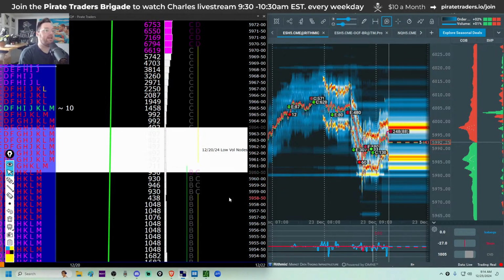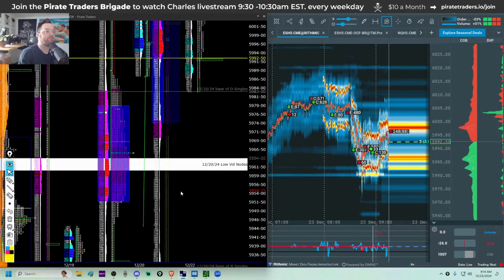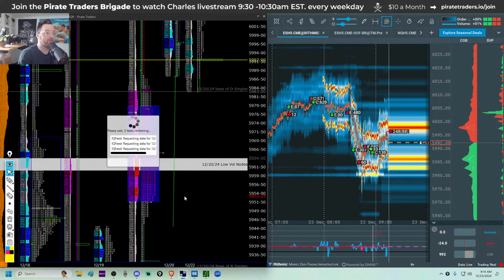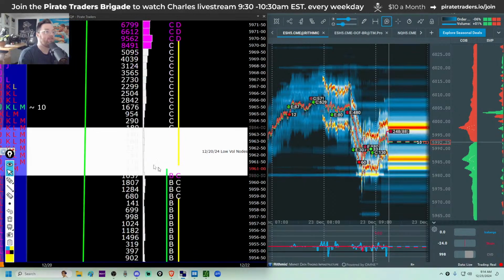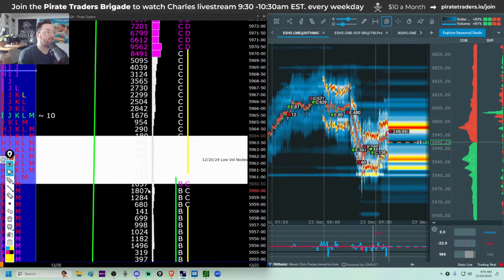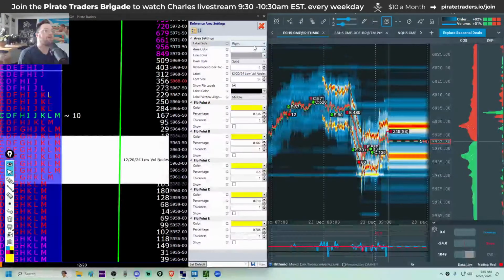So you will see inside this range between 59.60 and 59.64, the market left behind multiple nodes with less than 200 contracts inside of them. Anytime you see a market leave behind that low volume, the market needs to come back and retest that level. Okay. Because it's in white, you can't really see it. So we can see at 59.62, let me just change this.